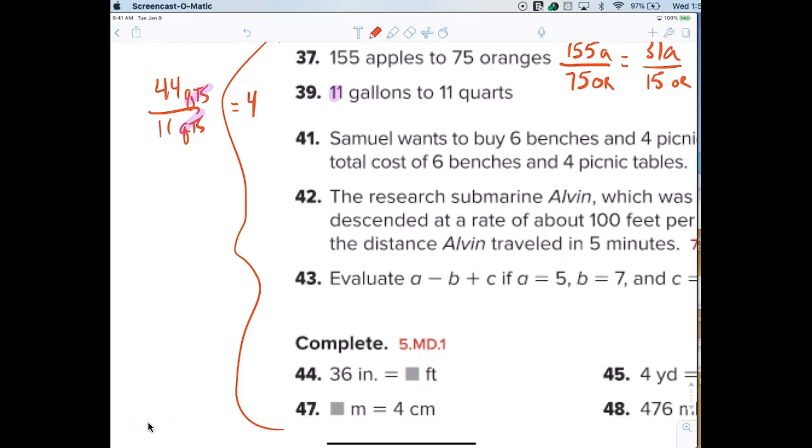No, because what happened to the quarts? They cancel. No, believe it or not, no. What they're doing is they're showing you that this is just 4 times larger. 11 gallons is 4 times larger than 11. You found that? Okay. All right, here we go.